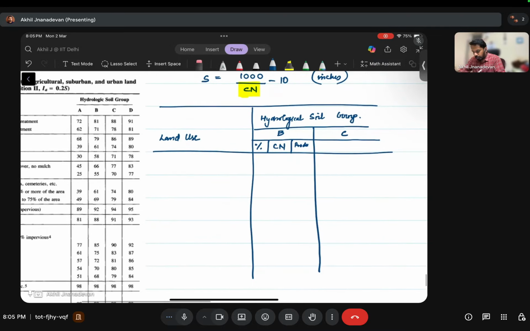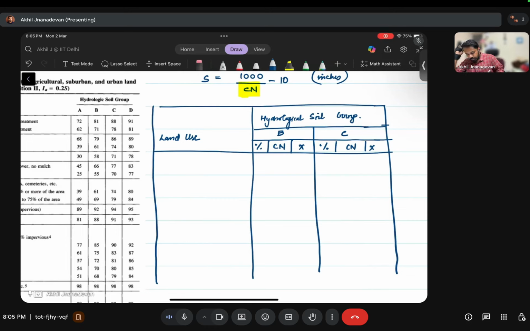Product I'm denoting by X. And then we have the percentage area, we have the corresponding curve number, and we have the product. So basically we are finding the weighted curve number so that we can substitute that and find the specific retention of that surface, right?